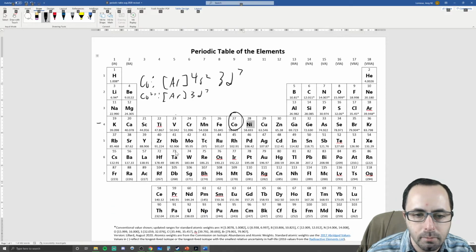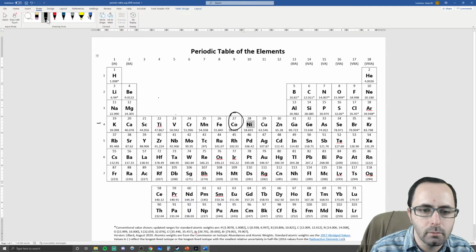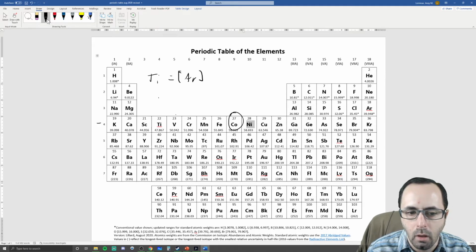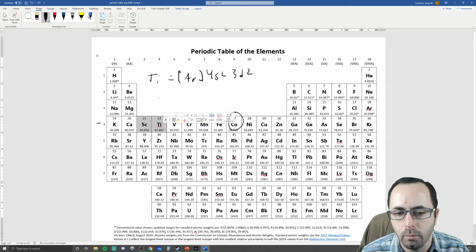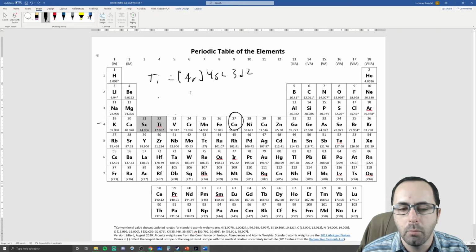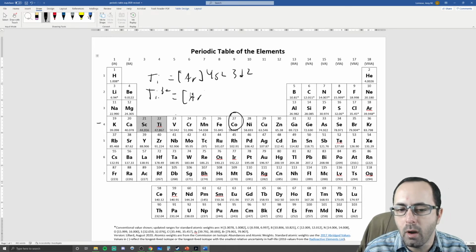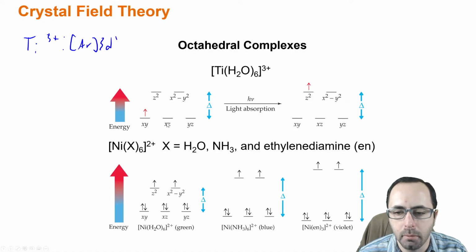So for titanium, the atom, it would be argon 4s2 3d2. But for titanium 3 plus, the 4s electrons will be removed, and then one of the 3d electrons. So it has 1 electron in the 3d orbital, and that's what's being pictured right here, the 1 electron.